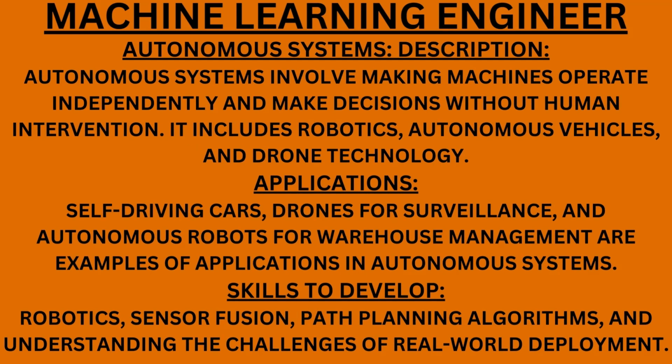Autonomous systems. Description: Autonomous systems involve making machines operate independently and make decisions without human intervention. It includes robotics, autonomous vehicles, and drone technology. Applications: self-driving cars, drones for surveillance, and autonomous robots for warehouse management are examples of applications in autonomous systems. Skills to develop: robotics, sensor fusion, path planning algorithms, and understanding the challenges of real-world deployment.